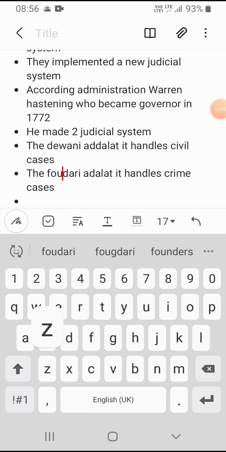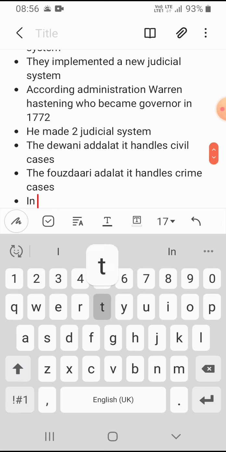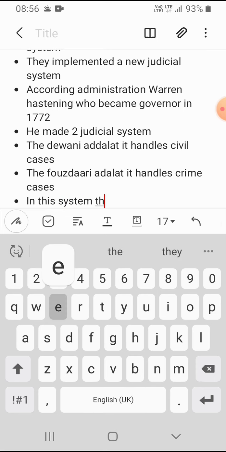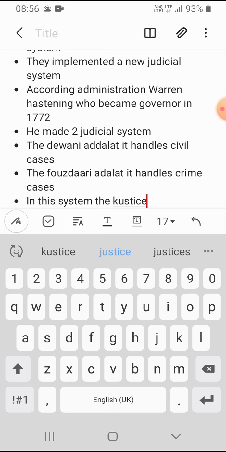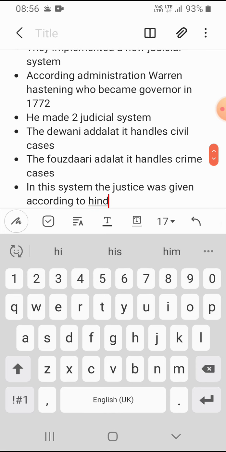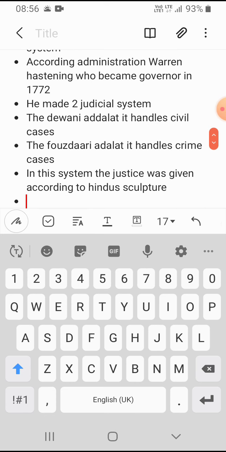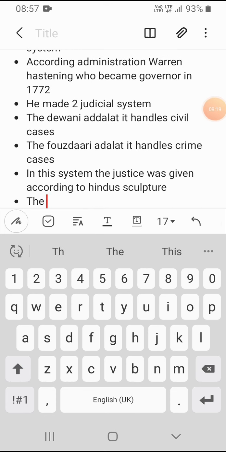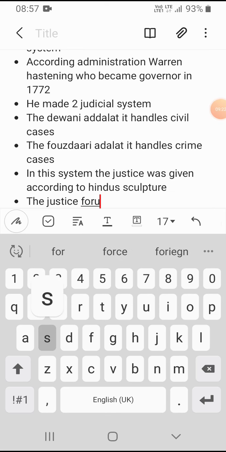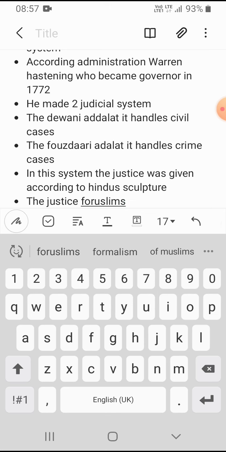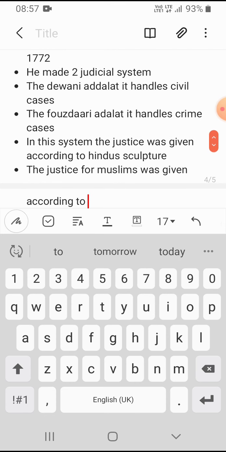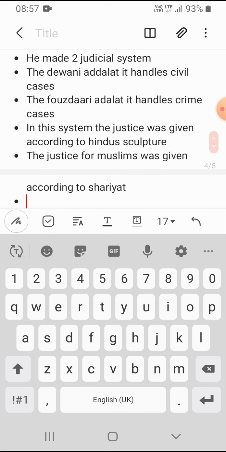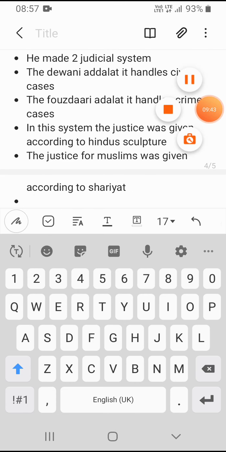In this system, justice for Hindus was given according to Hindu culture, and justice for Muslims was given according to Shariat.